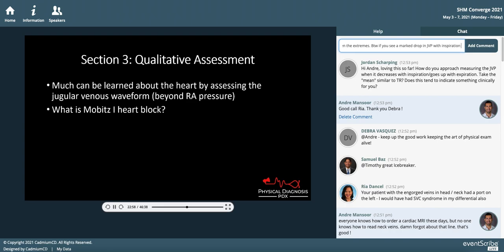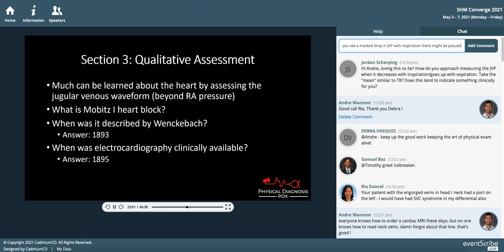And we wouldn't be wrong if we defined it that way. But what if I told you that Wenckebach described Mobitz 1 years before the EKG was even available to him? So how did he do this? Well, he used the neck veins, but how? Hopefully by the end of this talk, we will be able to comfortably answer that question.